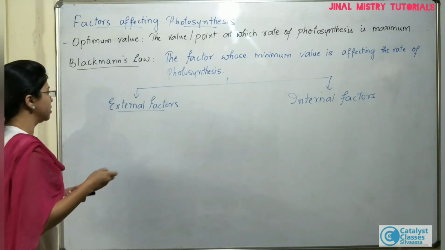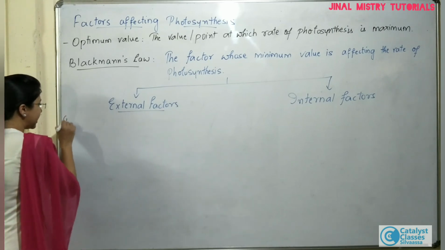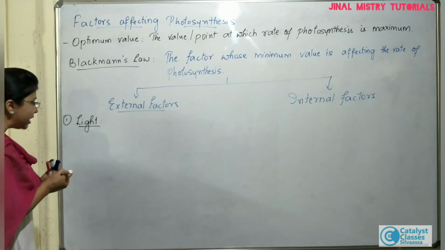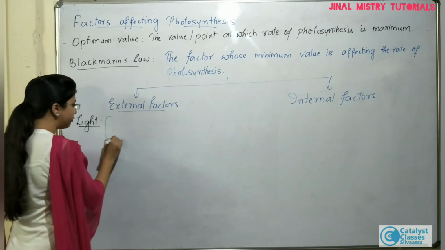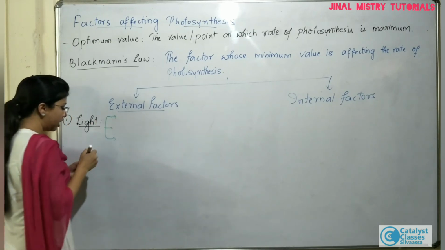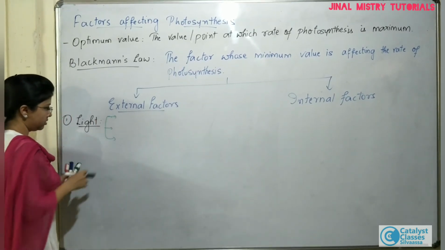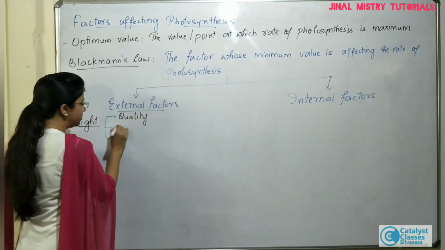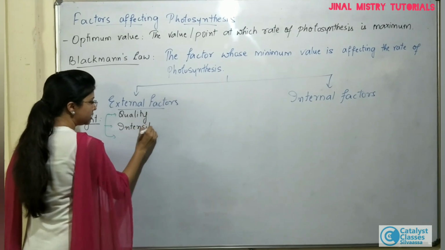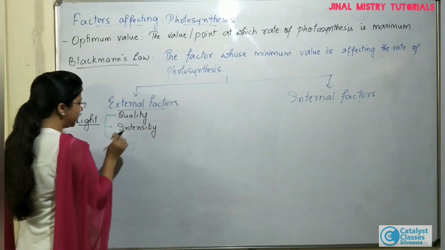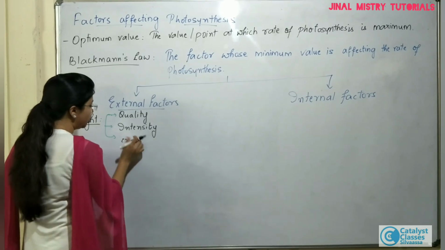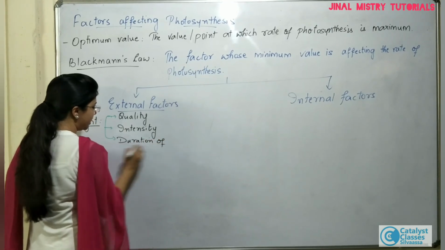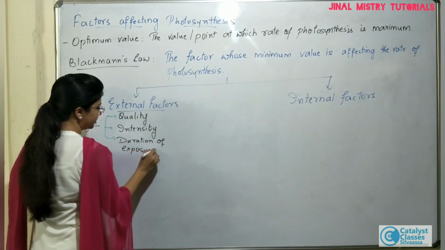In detail, we will be discussing all the external factors which are affecting the process of photosynthesis. Now, the first external factor that we'll be talking about is light. Okay, and light also we will be talking about in three different aspects. One is the quality of light. Second will be the intensity of the light, and the third one will be exposure, or you can say the duration of exposure to light.